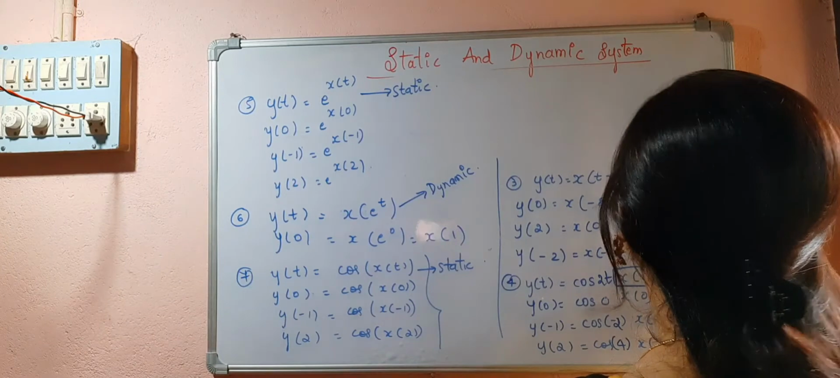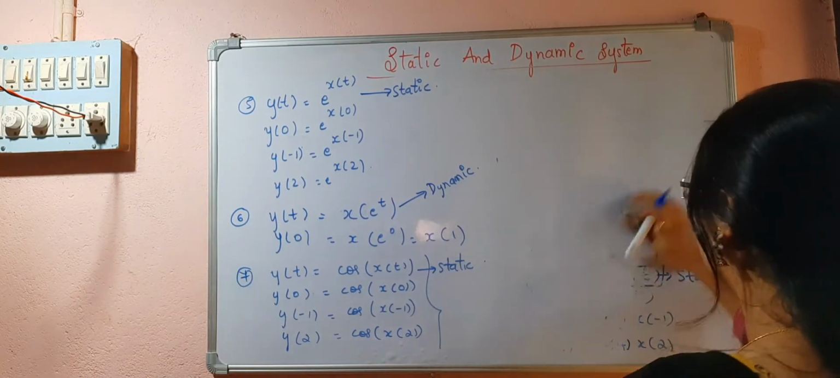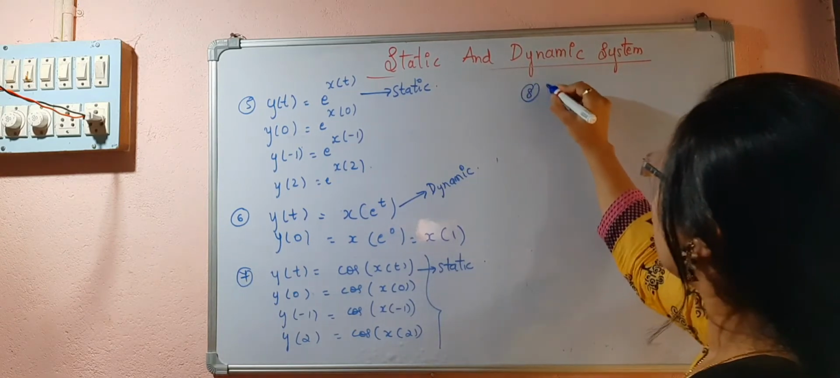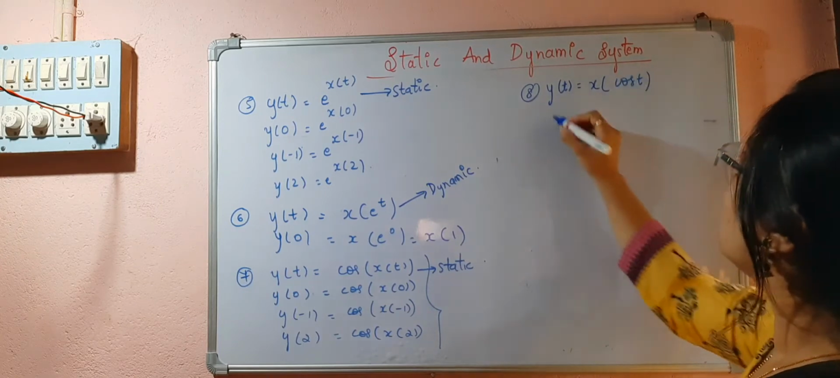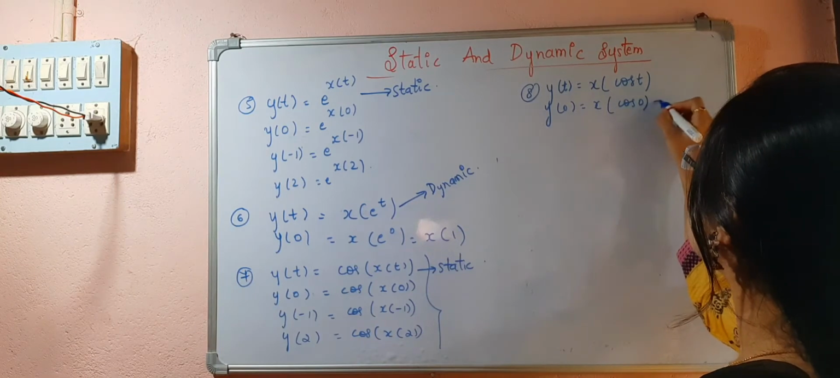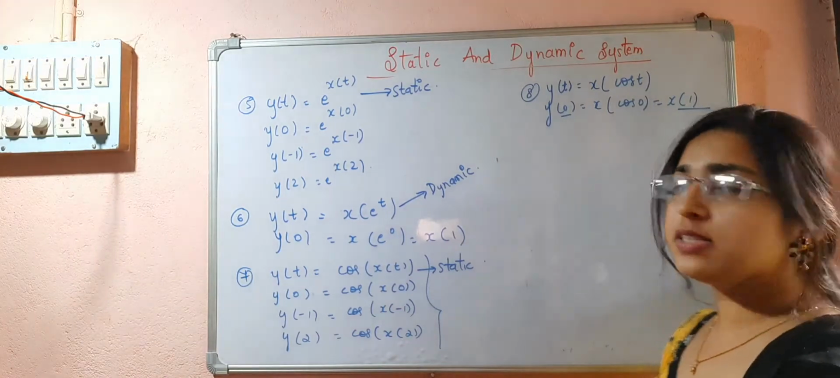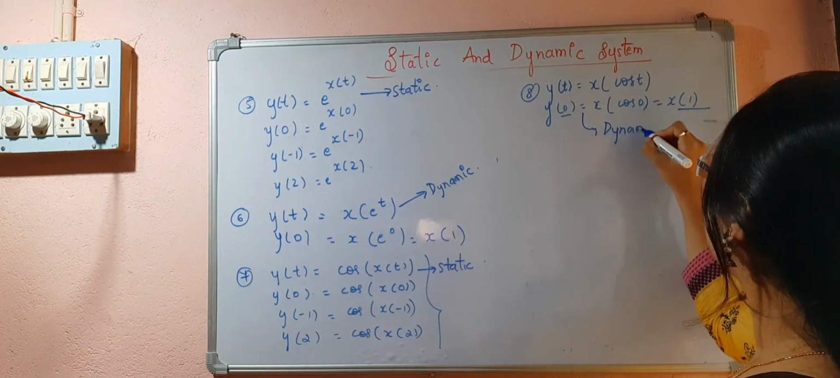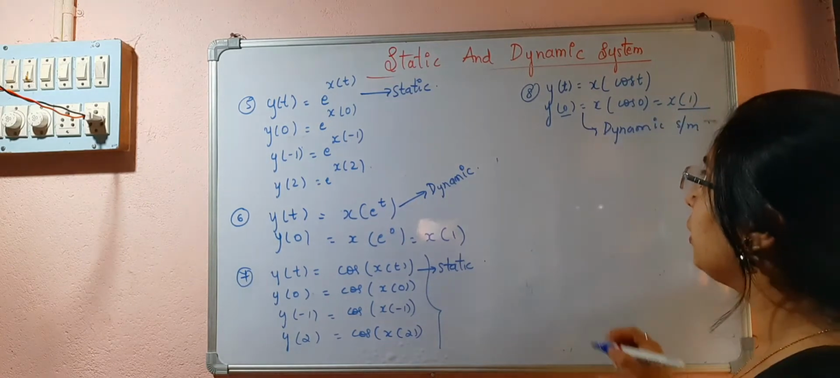Now let us consider another one. We will write x of cos t. y of t is equal to x of cos t. y of 0 is equal to x of cos 0. This is x of 1. So here once again the condition fails. So we can say this is a dynamic system. It is depending upon the future value of the input.